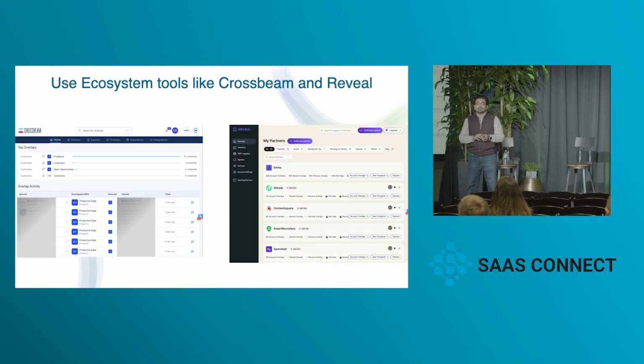Of course, another important category of tools within the partnership space is these ecosystem tools. And I think they're going to be presenting either today or tomorrow, Crossbeam and Reveal being the two biggest ones.